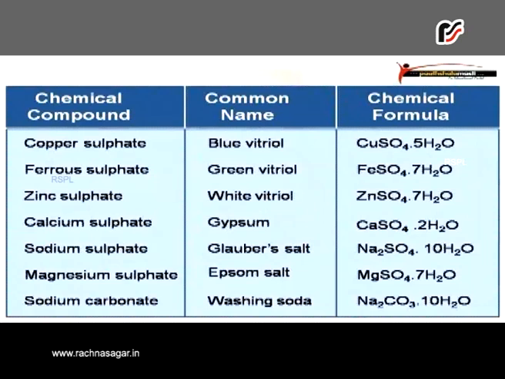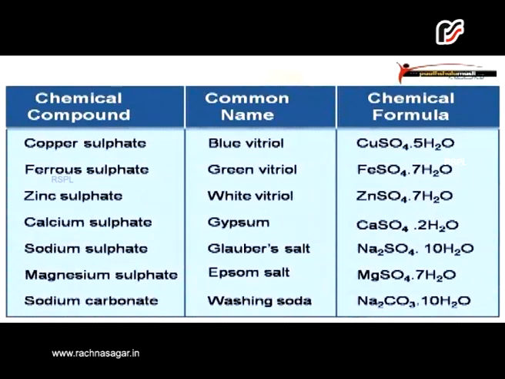CaSO4.2H2O. Sodium sulfate is called Glauber's salt. Its formula is Na2SO4.10H2O. Magnesium sulfate is popularly called Epsom salt. It contains 7 water molecules which are water of crystallization. So the formula is MgSO4 into 7H2O. Sodium carbonate is also called washing soda. It contains Na2CO3 and 10H2O. Sodium carbonate decahydrate. All these salts are hydrated salts and contain water of crystallization.